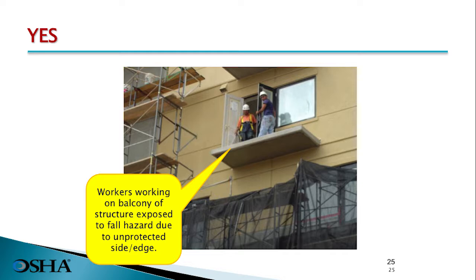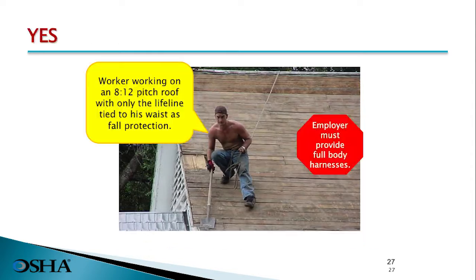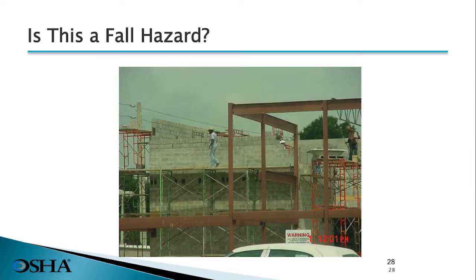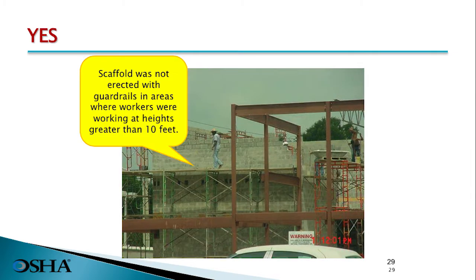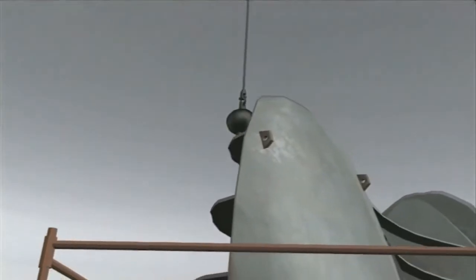Are there any fall hazards here? Yes, workers working on the balcony of a structure are exposed to a fall hazard because it is an unprotected edge. Is this a fall hazard? Yes, this worker is working on an 8 to 12 pitch roof with only the lifeline tied to his waist as fall protection. Is this a fall hazard? It is. The scaffold was not erected with guardrails in areas where workers were working at heights greater than 10 feet. Struck-by hazards are the next in the Focus 4.